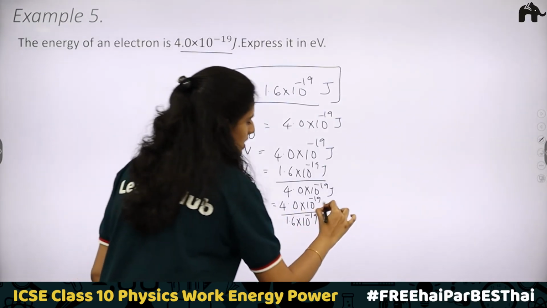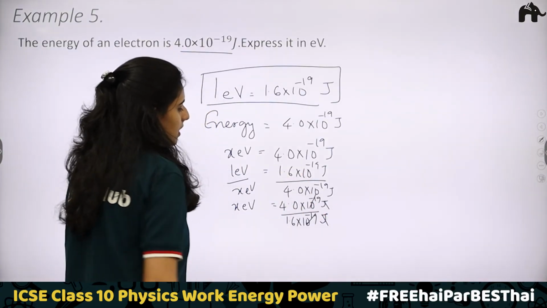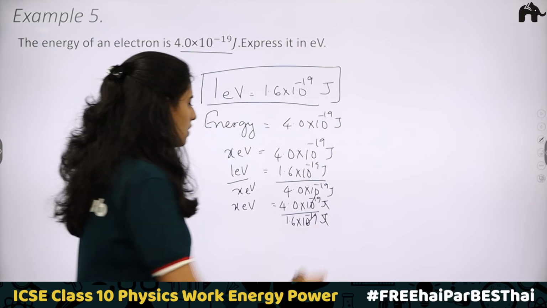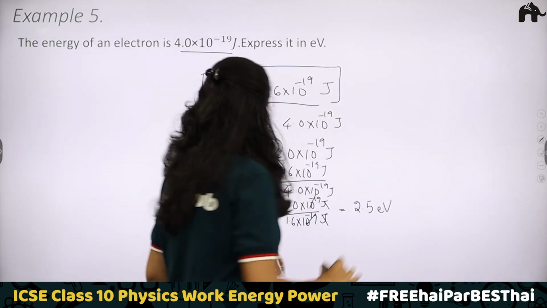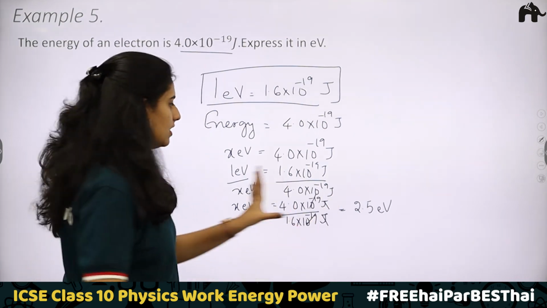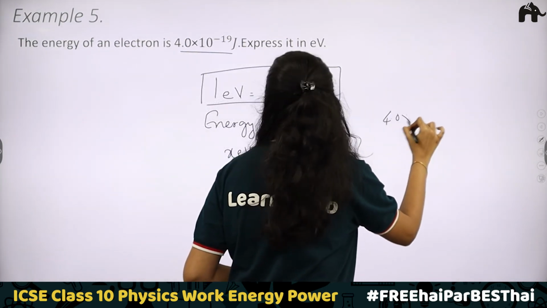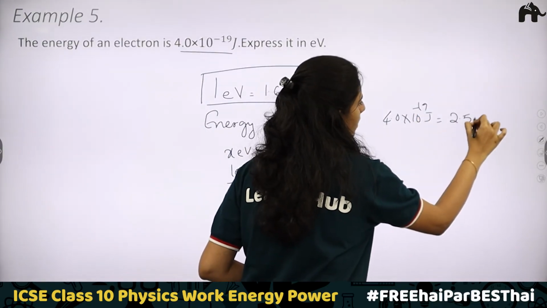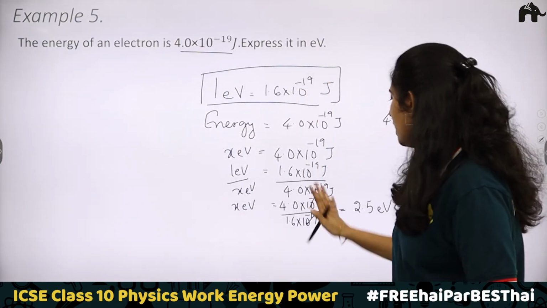Joule is the unit. Joules can be cancelled. 10 raised to minus 19 can be cancelled. What is 4.0 divided by 1.6? 4.0 by 1.6, you will be getting 2.5 electron volt. X value is equal to 2.5. Therefore, 4.0 into 10 raised to minus 19 joule is equal to 2.5 electron volt. Clear? Just you have to do the division.